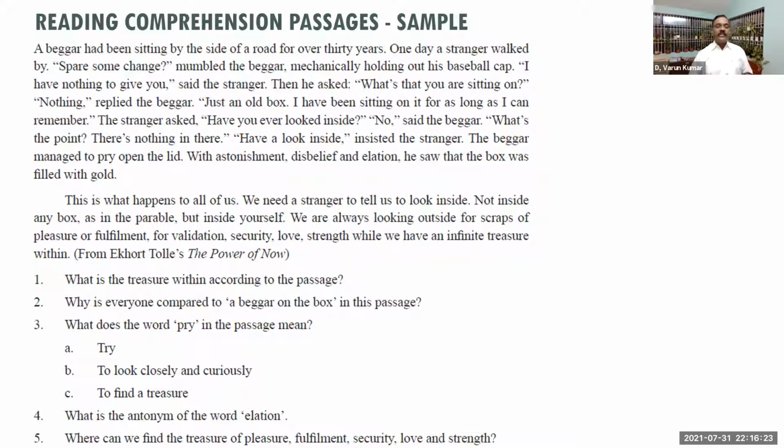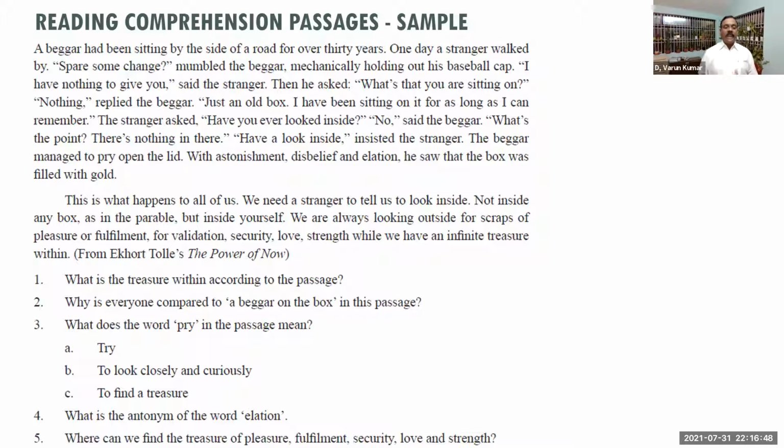The beggar managed to pry open the lid. He tried to open the lid. So there are three choices. Try, to look closely and curiously, to find a treasure. So actually he did not know there is a treasure inside the box. So the accurate meaning, exact meaning of pry in this passage is try.